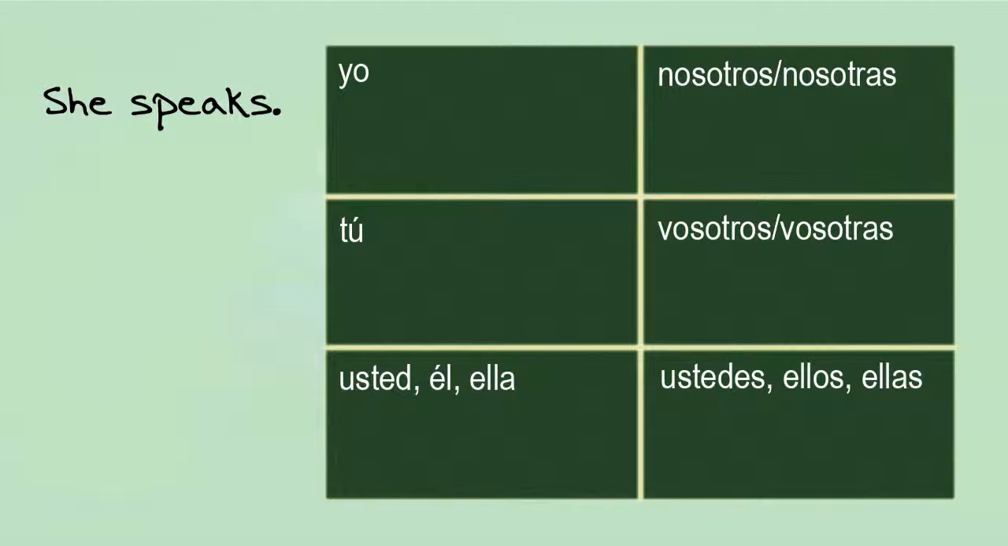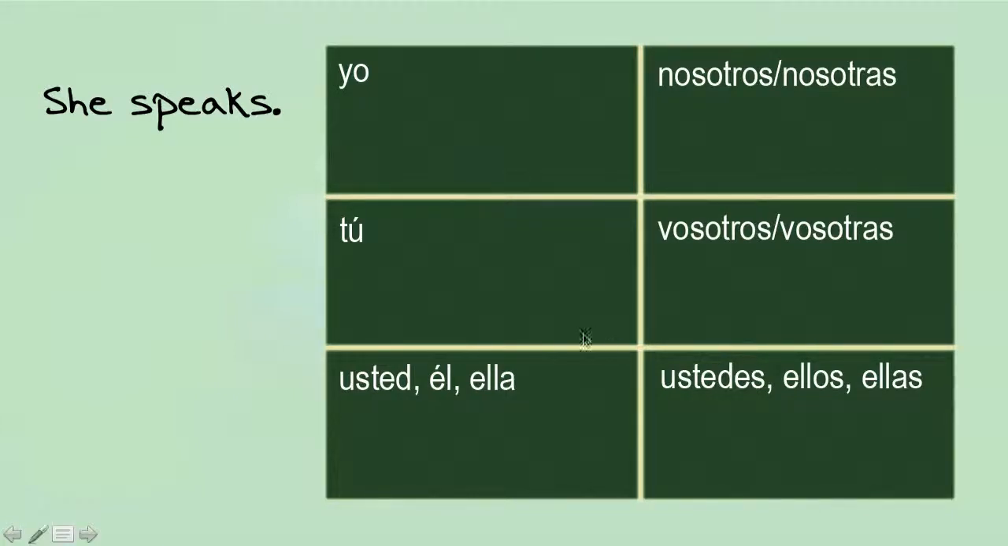The Spanish subject pronouns are placed inside of this table. Each one has a corresponding English definition. For example, yo means I. Tú is the informal way of saying you. Usted is the formal way of saying you. Él means he, and ella means she. Nosotros and nosotras mean we. Vosotros and vosotras mean you all, and this is typically used in Spain. Ustedes is the traditional way of saying you all, and both ellos and ellas mean they.